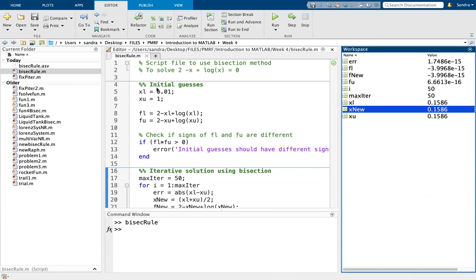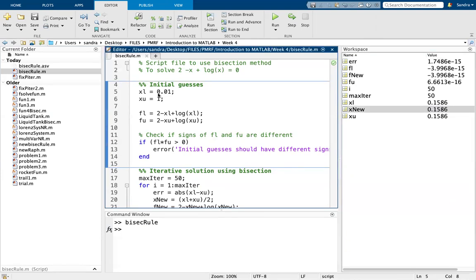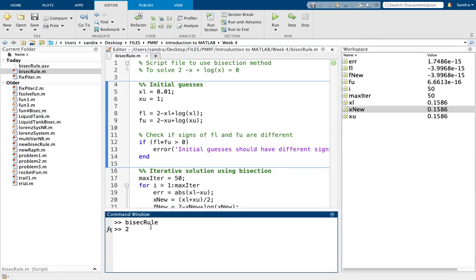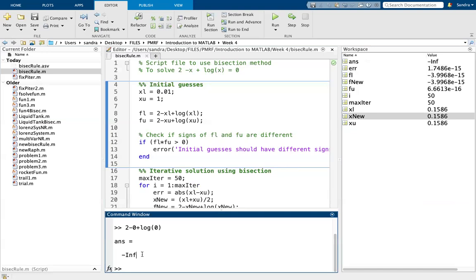Another question will be: can I use 0? Can I use a lower limit of 0? What will happen? Let me calculate what's the function value at 0. That is 2 minus 0 plus log of 0. Okay, it is like infinity. So that is not possible. That is why you can't give 0.